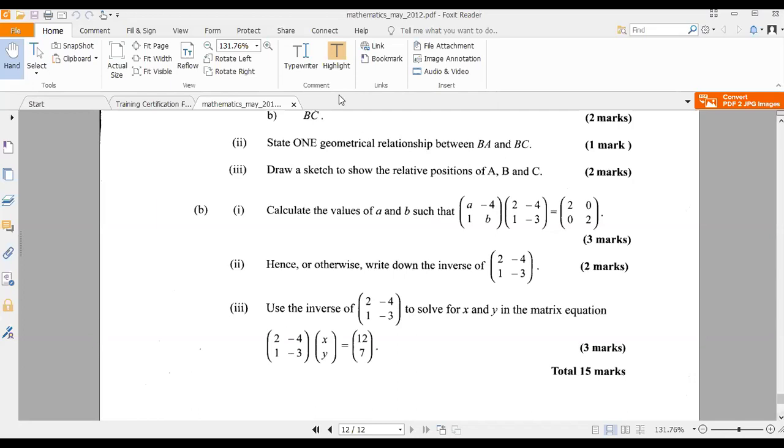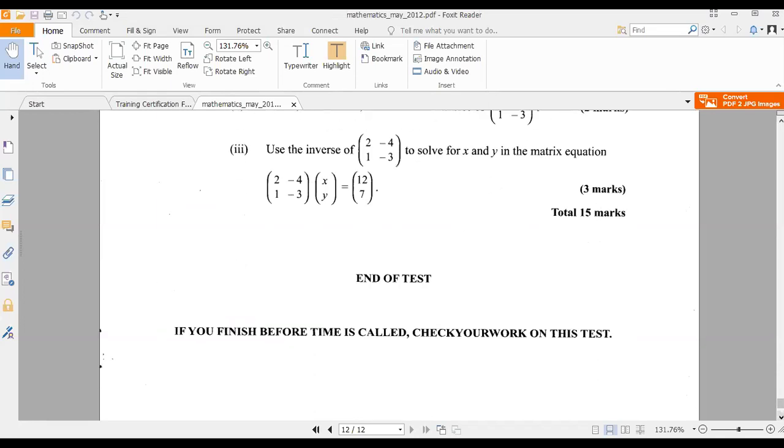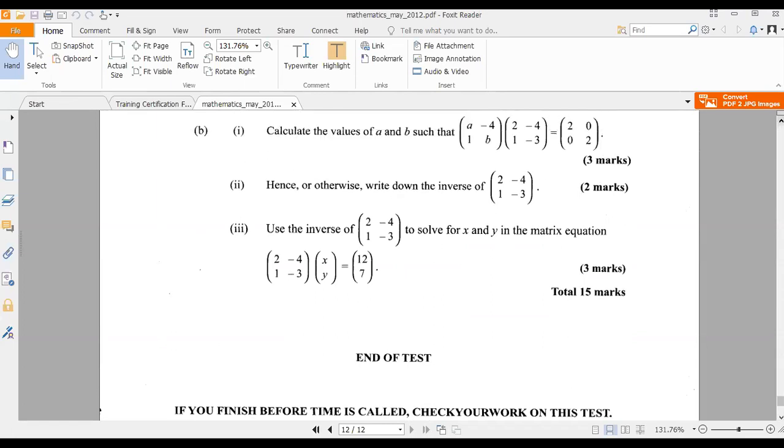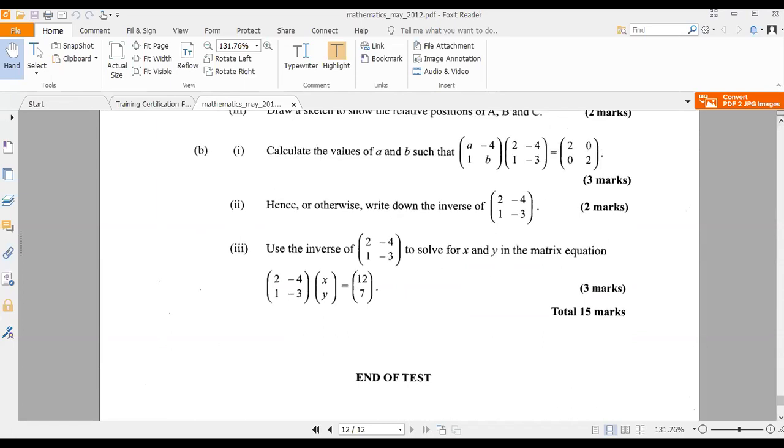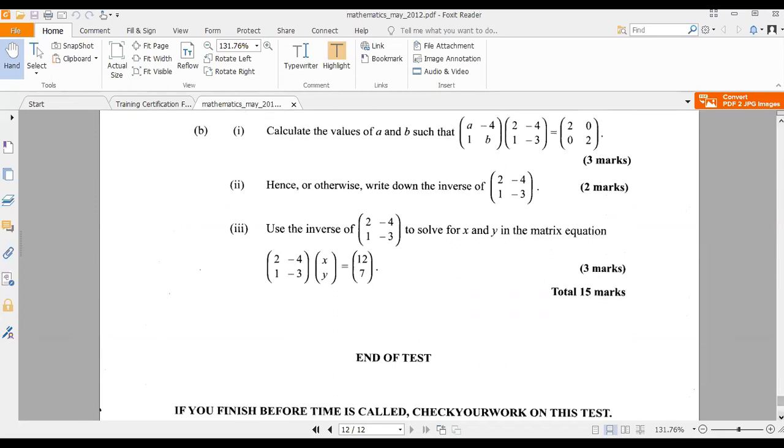Now, who can look at 11B and tell me what type of matrix you are dealing with for the first part? For the first part, what type of matrix are we dealing with? Look at this carefully for me. Calculate the values of A and B such that the matrix with entries A, -4, B, 1 and the matrix with entries 2, -4, 1, 3 are equal. And we want to find the values of A and B. Talk to me. What are we looking for over here?